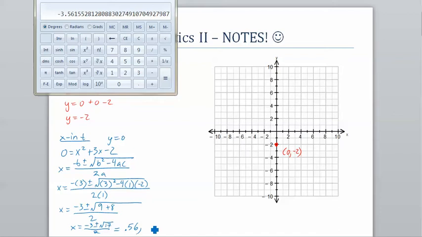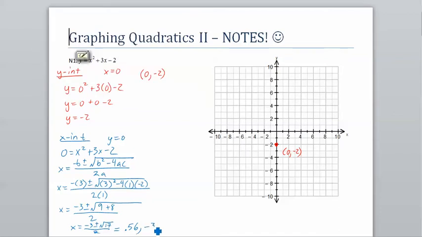This time I did the minus, so I got negative 3.56. We'll go ahead and put both of these down. So 0.56 is about right here. Negative 3.56 is about here. Remember, these are the x-intercepts, right? So I've got (0.56, 0), and I've got (negative 3.56, 0). All right, and we will continue this shortly. So we've got the x-intercepts. We've got the y-intercept. Now we need, what's the missing point?